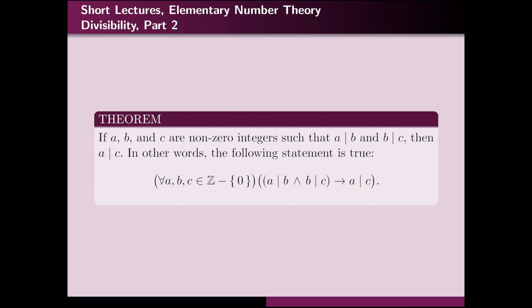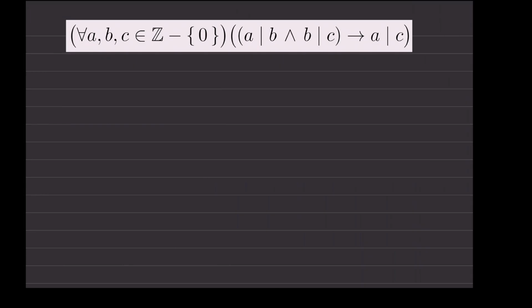The proof is extremely simple, but I think it is good to go through the proofs carefully in the beginning. Okay, so we know that a divides b. According to the definition, this means there exists a q in Z such that the number on the right, b, is equal to the number on the left, a times q. And we also know that b itself divides c. So what does it mean? It means that there exists an integer.